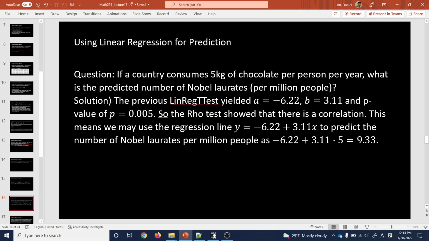Oh, by the way, if you're curious about that previous example where we did come out as significant, if you add more data points, you'll find that it's not correlated. So the data that we gathered somehow by chance had some correlation. If you gather more countries, then it will show that it's not true.